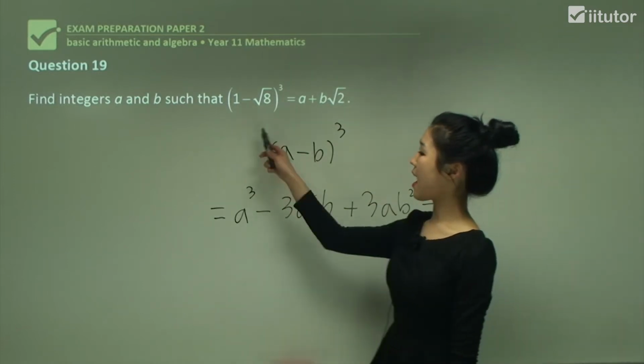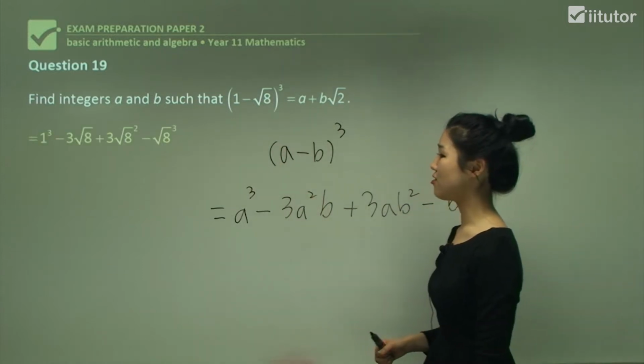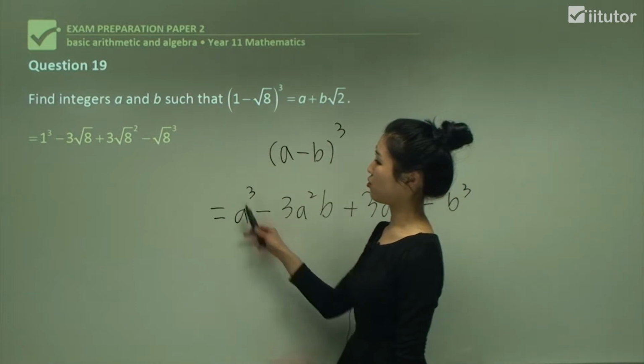So in this case, a is 1, b is root 8. So let's try and expand just like that. So it's going to be a cubed, which is 1 cubed.